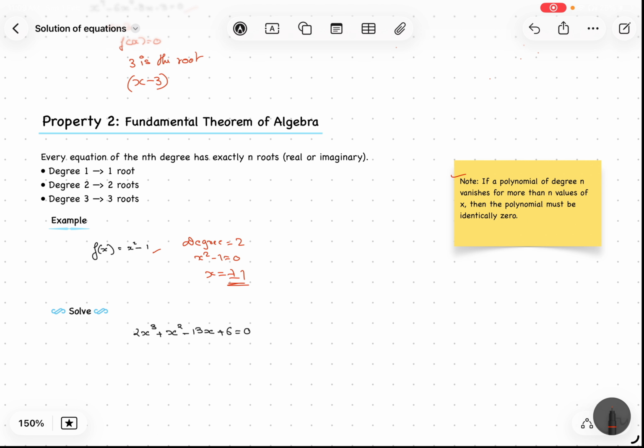We have a note here. It states that if a polynomial of degree n vanishes for more than n values of x, then the polynomial must be identically 0. What does this mean?